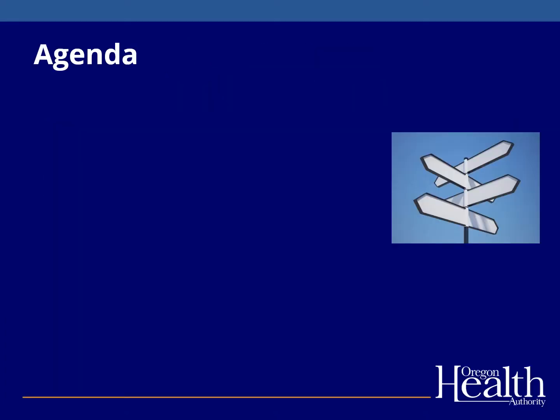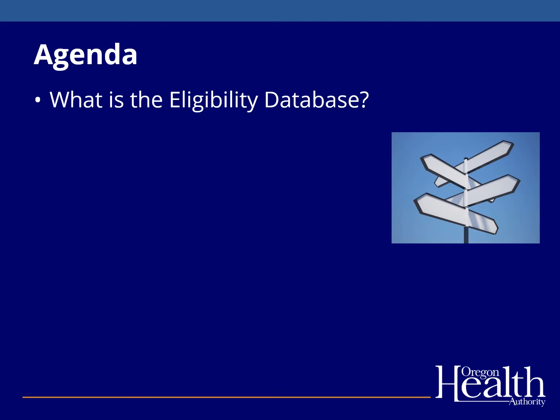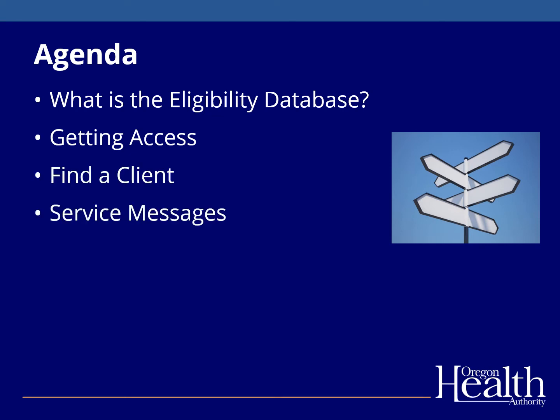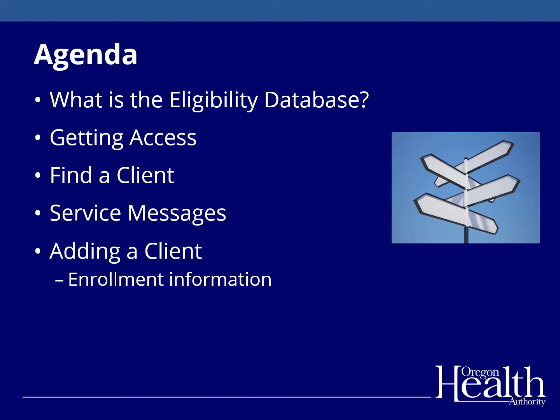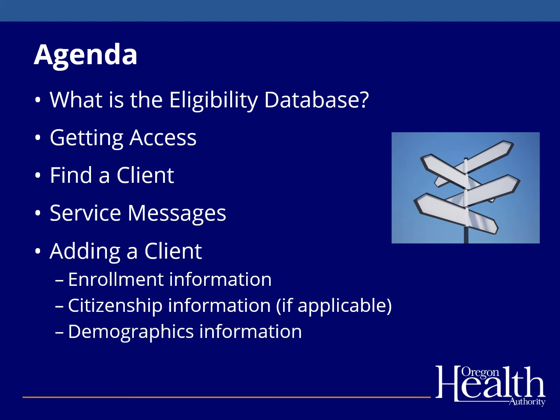This video is meant to help clinic staff navigate the RH Program Eligibility Database. I'll start by describing what the Eligibility Database is. Then I'll describe how to get access, how to find a client, the services messages you see for each client, how to add a client, which includes their enrollment information, their citizenship information if applicable, and their demographics information. And then I'll describe the various messages you'll see in the database related to clients' enrollment status.